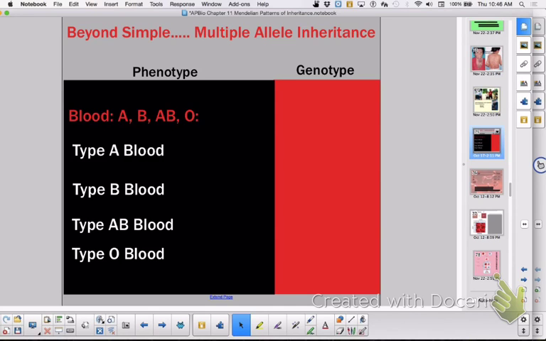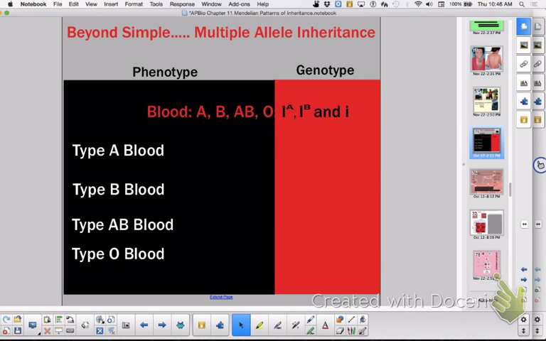This happens with blood type, which is a really good example. There are 3 different alleles for blood type: big IA, big IB, and little i. Now you still have the law of dominance, because big I is going to be dominant over little i. But now we have more. Before we had 3 different genotypes we could form: big T big T, big T little t, and little t little t. Now we have several different genotypes that we could have.